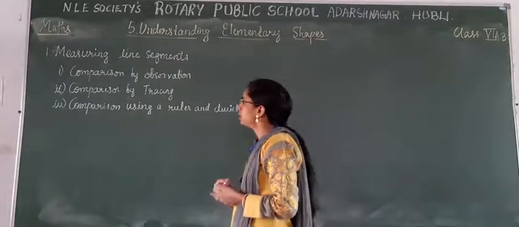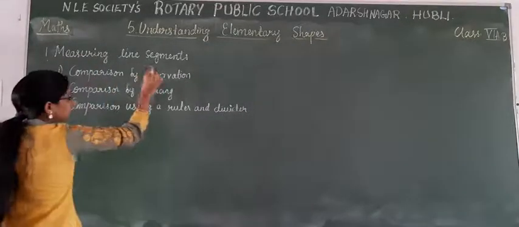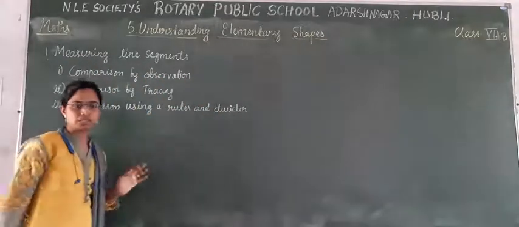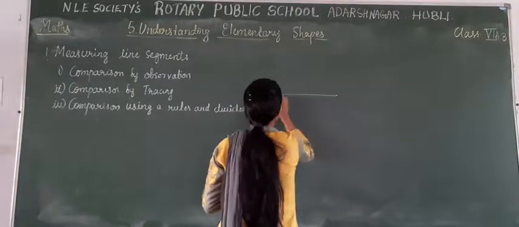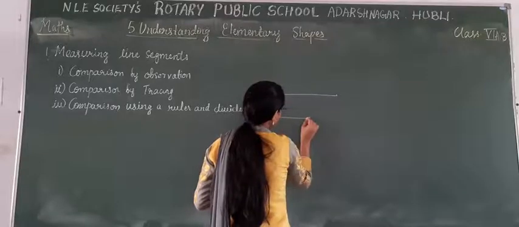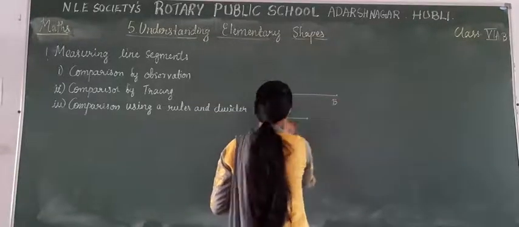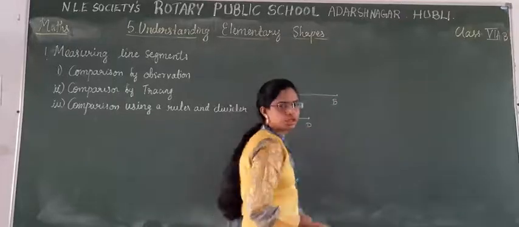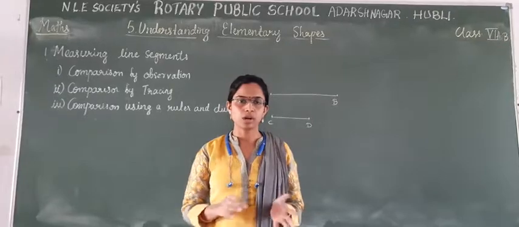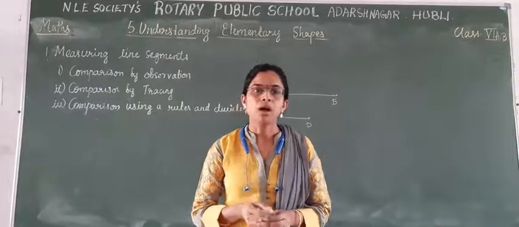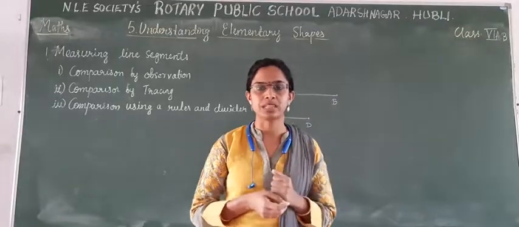First one, in this session, we are going to learn measuring line segments. How are we going to measure a line segment? When a line segment is given, how are you going to compare? Suppose two line segments are there, AB and CD. You use scale and divider, whatever is available with you. But when two line segments are given, how are you going to compare them?